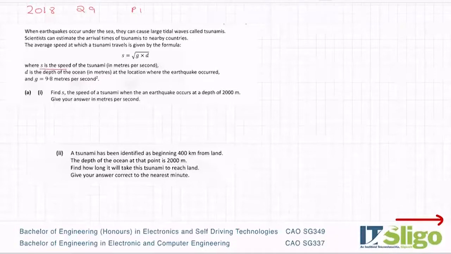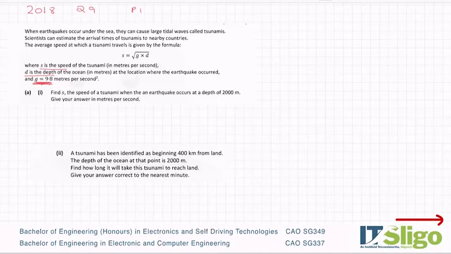So I'm just underlining the letters and what they mean in meters per second. D is the depth of the ocean in meters at the location where the earthquake occurred, and G is 9.8 meters per second. So G is always that value. It's what we call a constant.